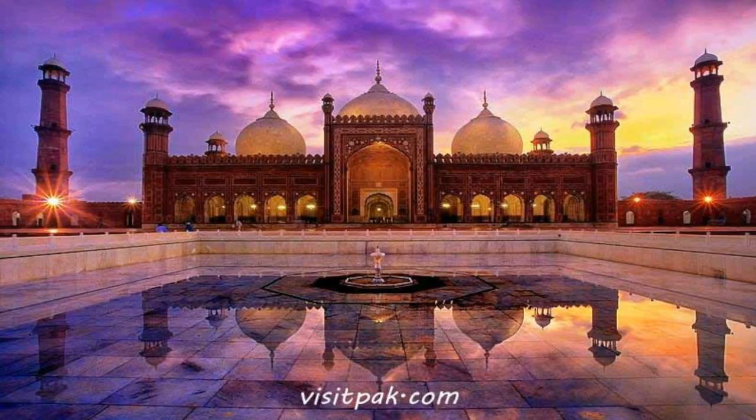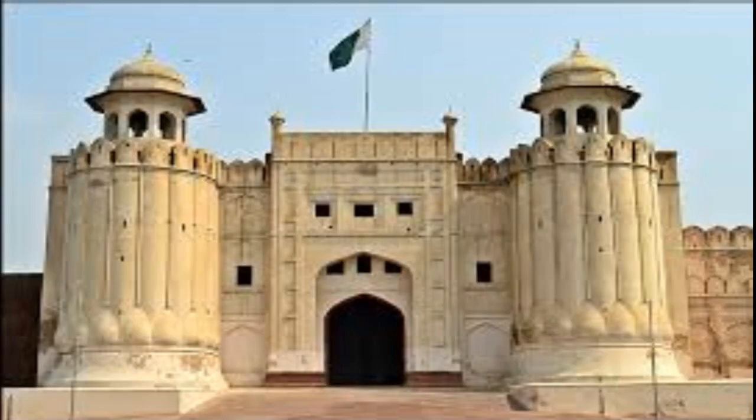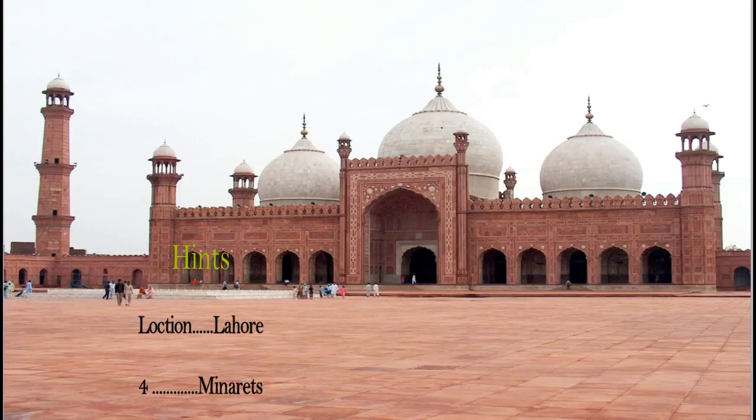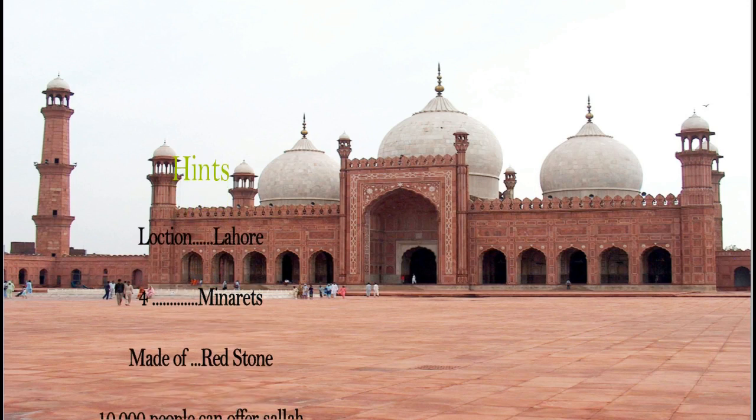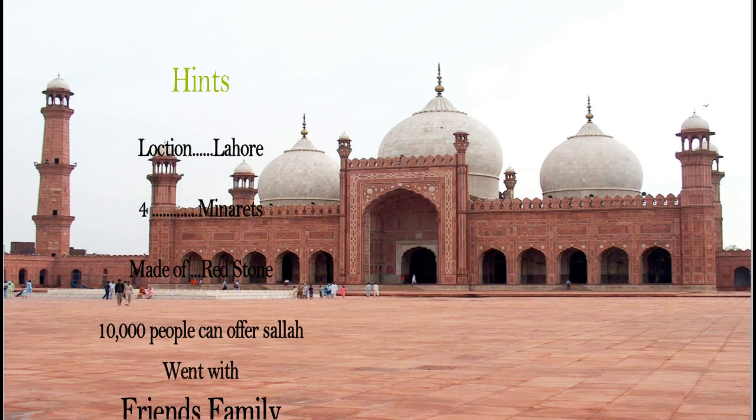So what happened? If you say the Royal Fort, you can talk about the Royal Fort, but first of all, we'll keep in mind the Badshahi Masjid Lahore, the Mughal Royal Masjid. So what's going to happen? You have to write the hints there. The location, for example, Lahore. After that, you can say there it has 4 minarets and it is made of red stone.